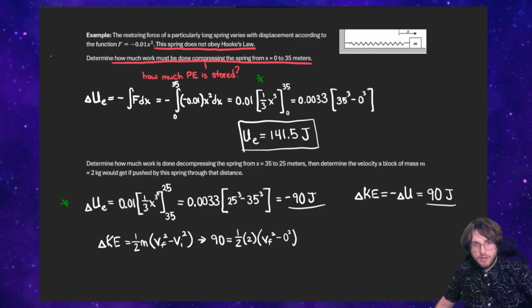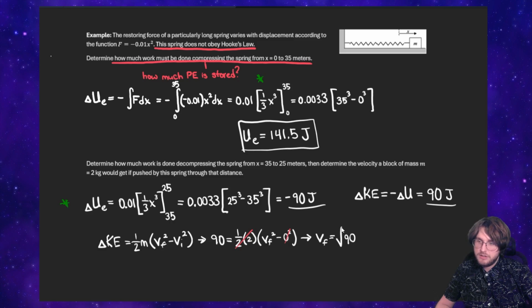And so here, the 0 we don't have to worry about. The 1/2 and the 2 will annihilate into a 1. And so really we're taking the square root of 90 to get our final velocity. So the square root of 90 will give us our final velocity of about 9.5 meters per second.